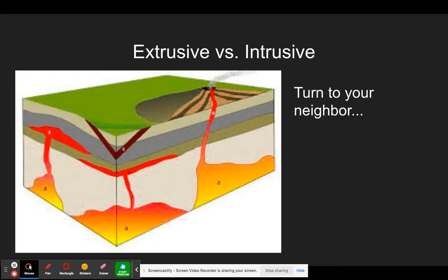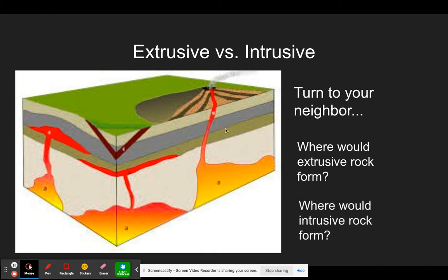So turn to your neighbor. Again, you're watching this at home probably, so you're not going to be turning to your neighbor. But where would you expect an extrusive rock to form just by looking at this diagram? Hopefully, you can say, well, if it's extrusive, we're talking here on the surface. Now, where would you expect intrusive rock to form? Hopefully, you're thinking right in here, where it came up partially, but it didn't come all the way to the surface. So it cooled down enough to harden, but it's not going to cool very fast. It's still got a lot of blanket of earth on top to keep it warm. So that's where you would find those intrusive rocks.